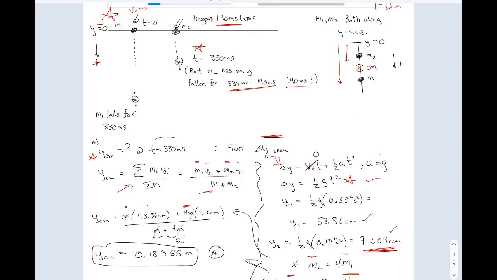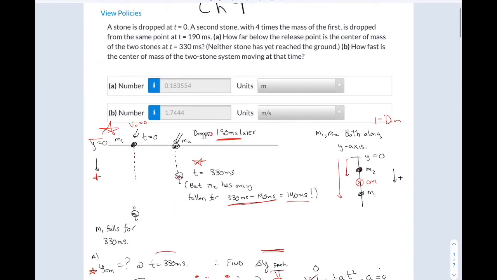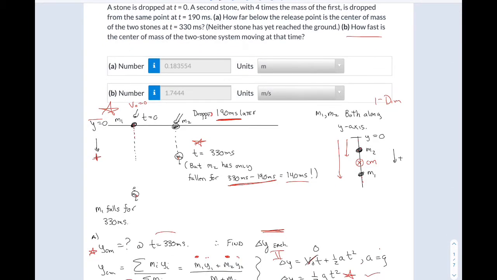And then on the bottom I have m1 plus m2, so that's m plus 4m, which is 5m. So I do the algebra, and that gives me the coordinate of the center of mass: 18.3 centimeters below. Okay, part B, they want to know how fast the center of mass is moving.